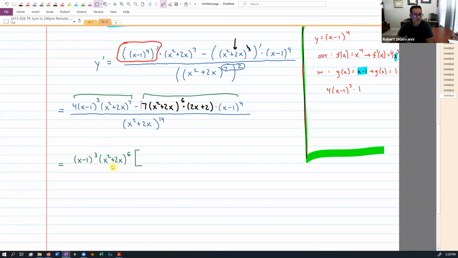Okay. What does that leave me with? Well, I pulled this x minus 1 cubed out. I pulled 6 of these out. So I should have the 4 here still. I should have an x squared plus 2x in just one of them. That's all that's left in the first one.